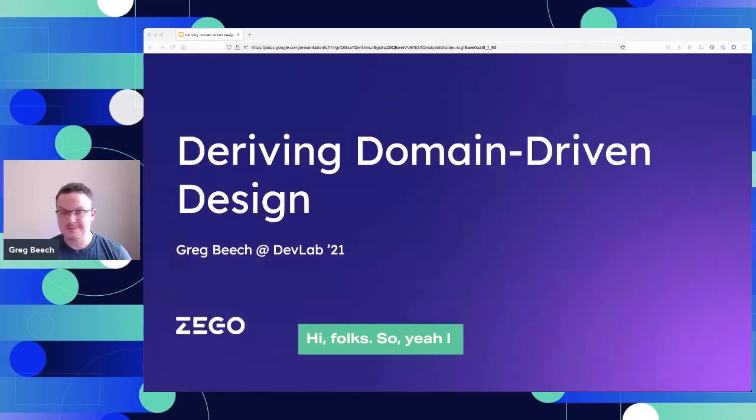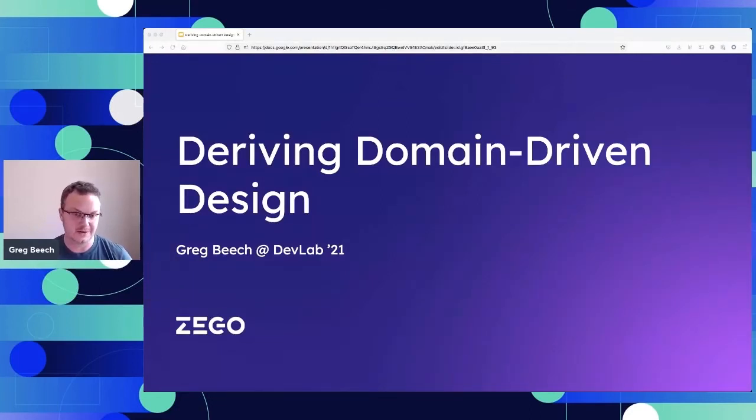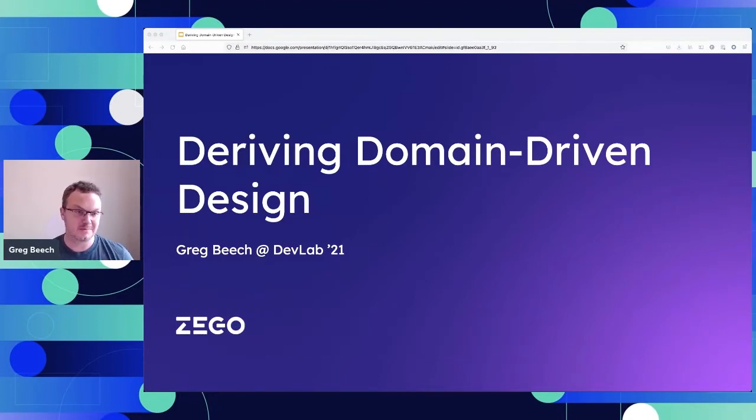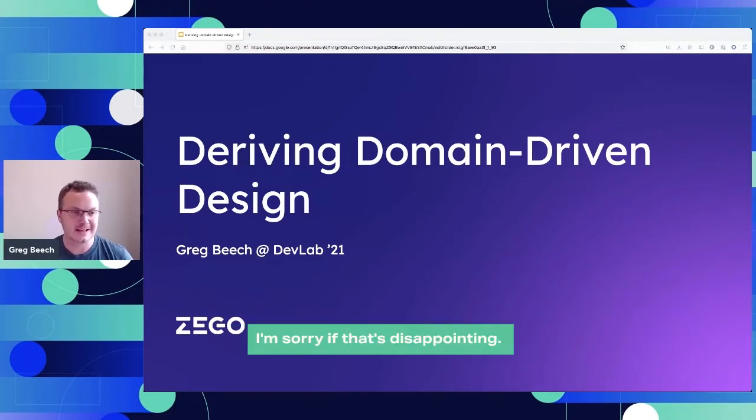Hi, folks. I think the title on the agenda is actually slightly wrong. I think that was the working title that got put forwards. We're actually going to talk about domain-driven design today. Sorry if that's disappointing, but on the plus side, it is going to touch on insurance because we're an insurance company. So let's start with the proposition.